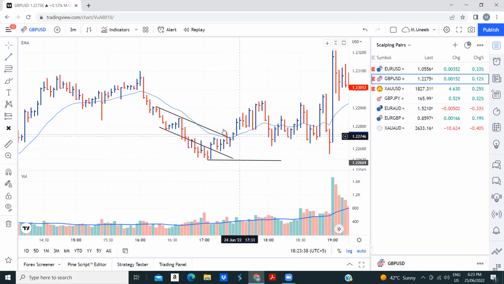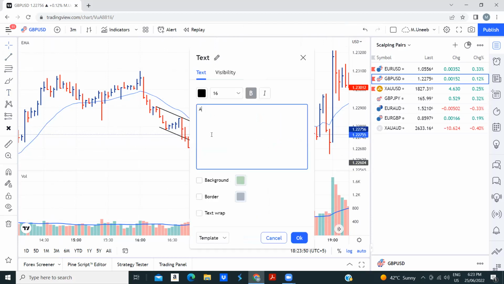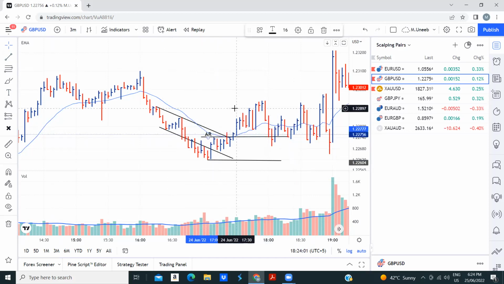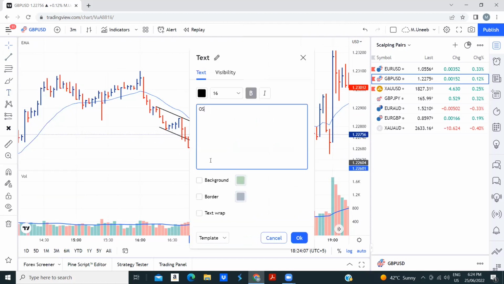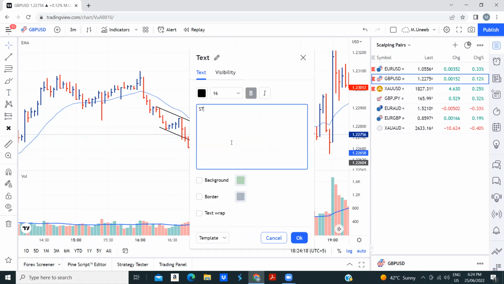Okay, and where is AR? This is oversold, then this is AR, right? This is AR. This is oversold plus selling climax. Okay. This one is the secondary test, ST.